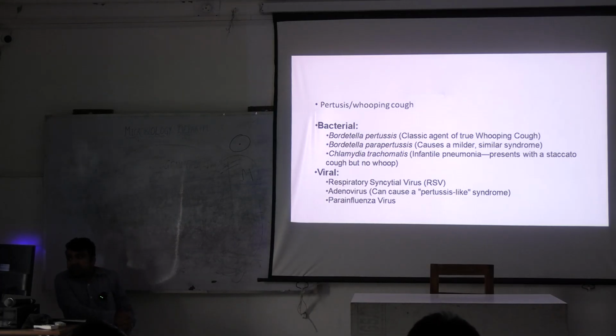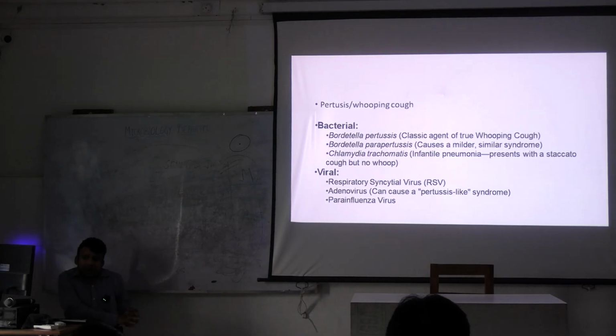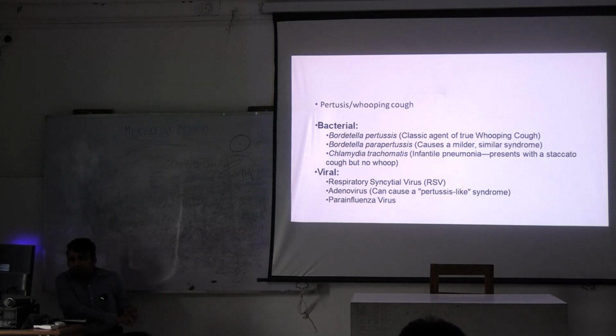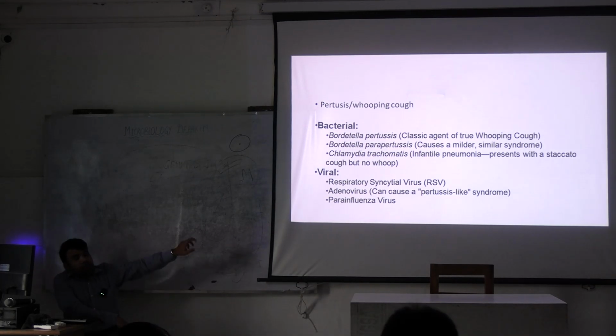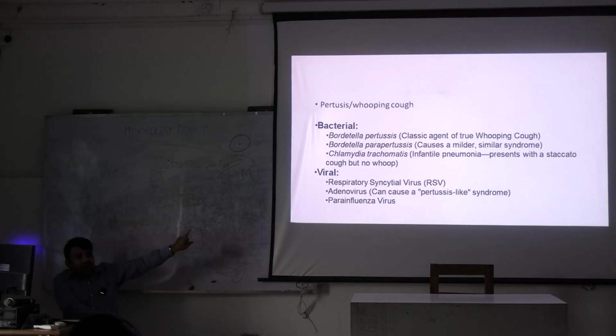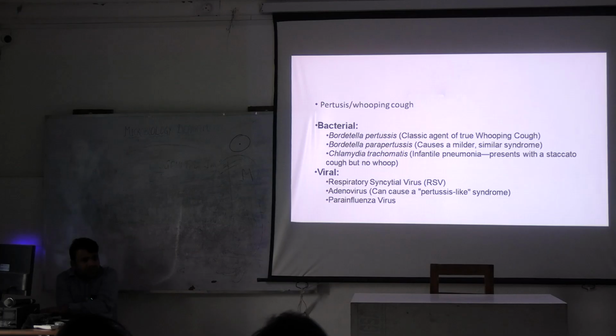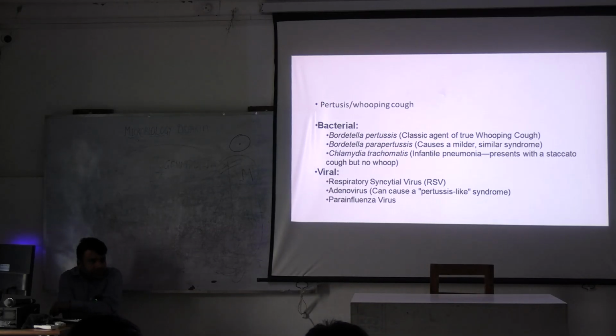But a similar presentation can be seen with Bordetella parapertussis, other bacterial infections like chlamydia, and viral infections like RSV, adeno, and parainfluenza. Here, look, these viruses are commonly found in childhood respiratory illness. Which ones? RSV, adeno, parainfluenza virus. Okay, so these can also present like this.